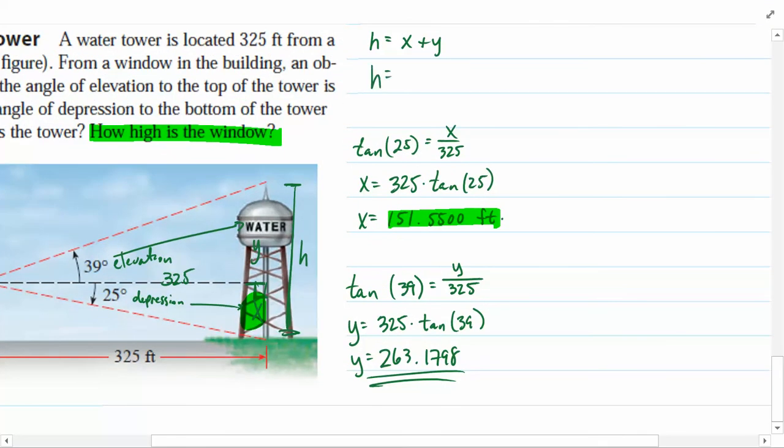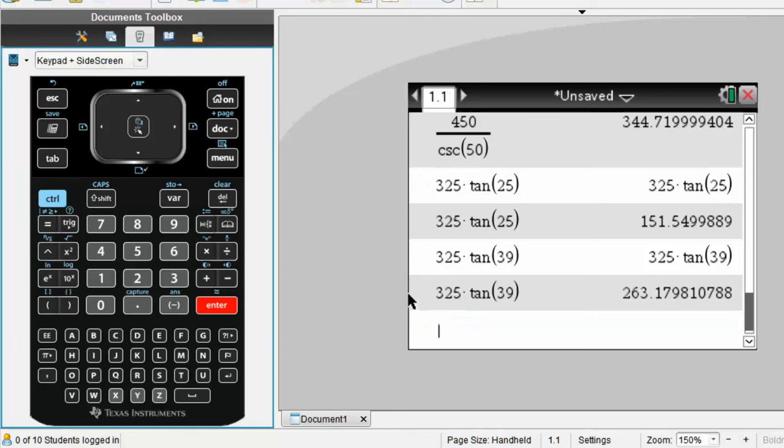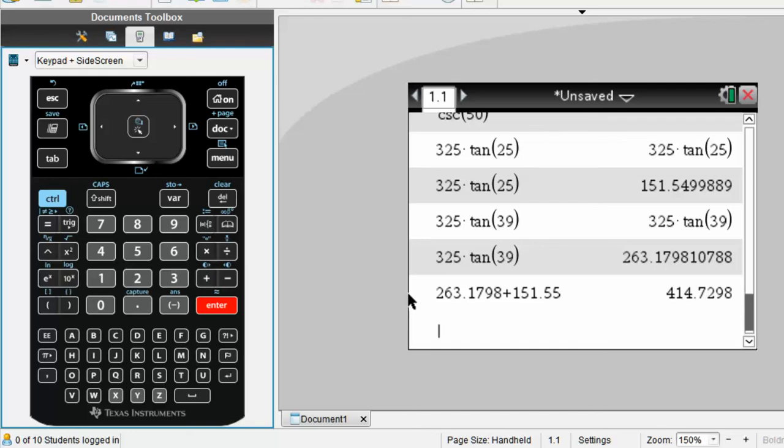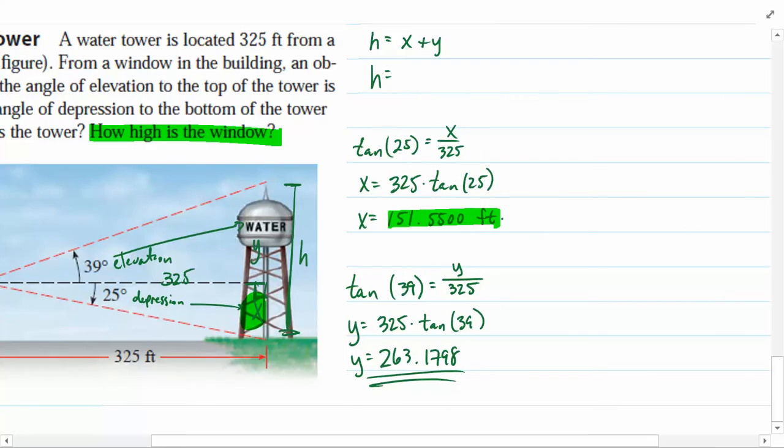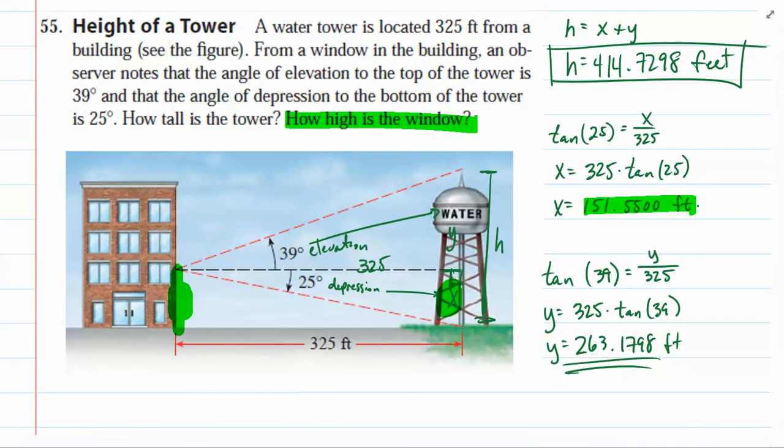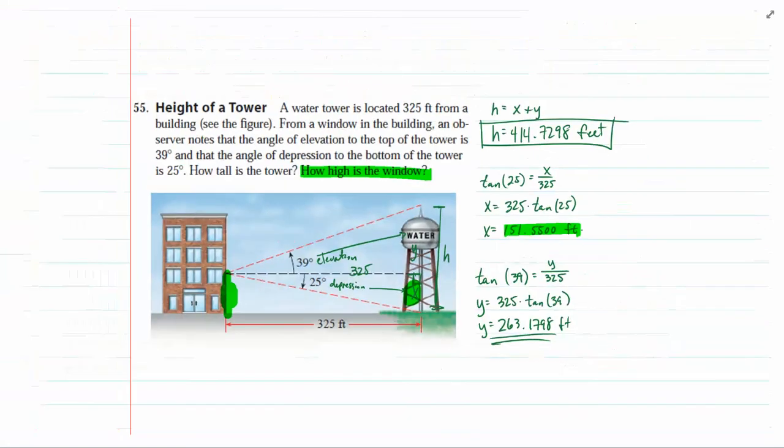So the total height of this tower is 263.1798 plus 151.5500, which is 414.7298 feet. So using a little bit of trigonometry, we found our total height here.